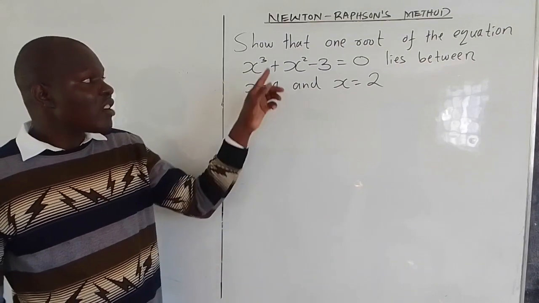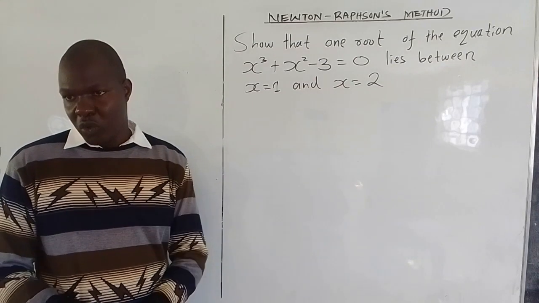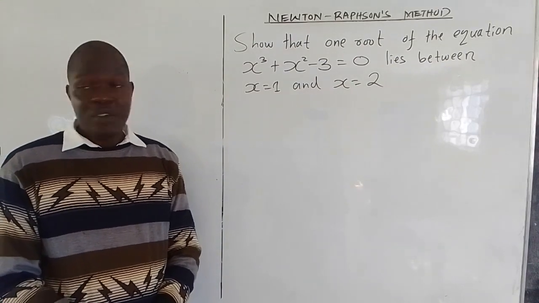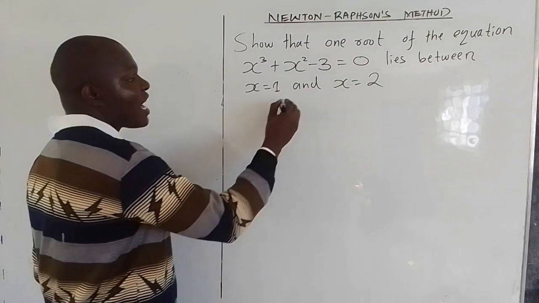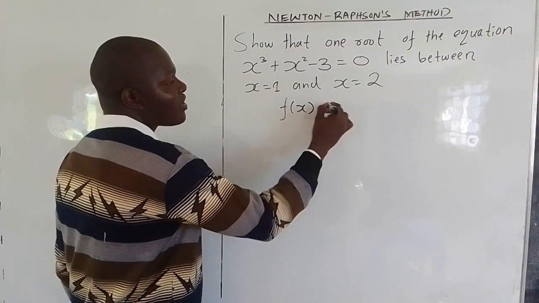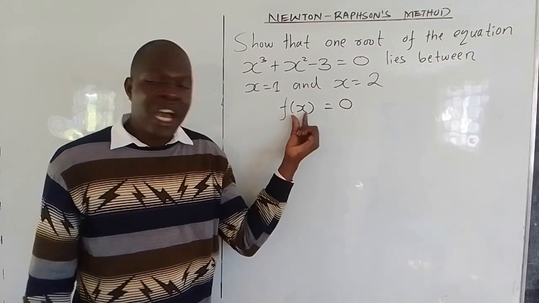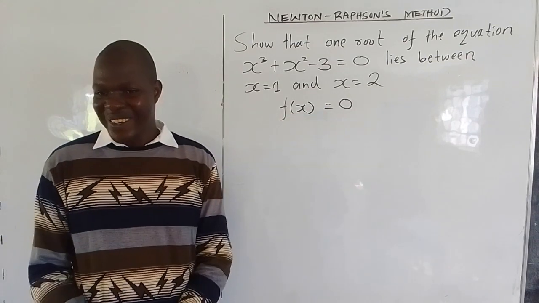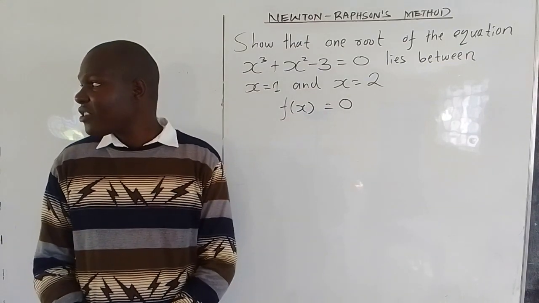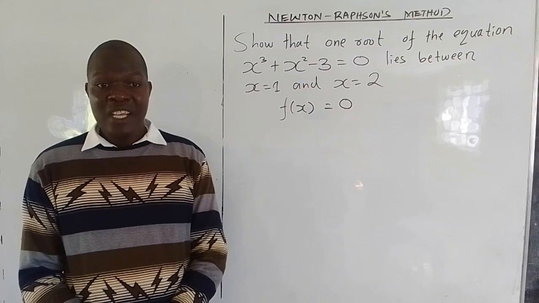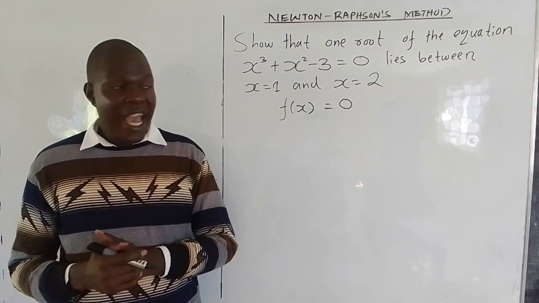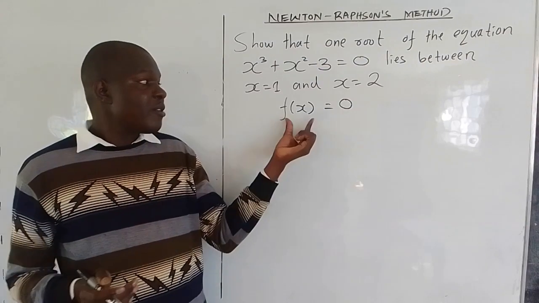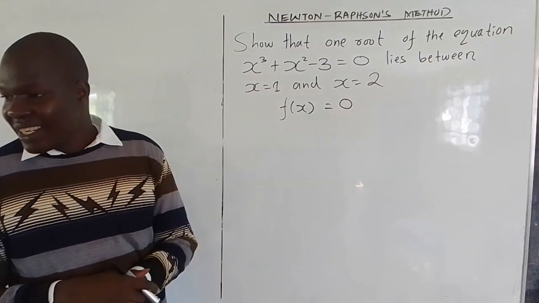So you'll be told to show that one root lies between 1 and 2. For you to show that the root of a function lies between a certain range, the first thing you need to know is that for a root of a function to exist, when you substitute that root in the function, you're supposed to get 0, isn't it? Meaning f of x must be 0. So x is the root of the function if f of x equals 0.